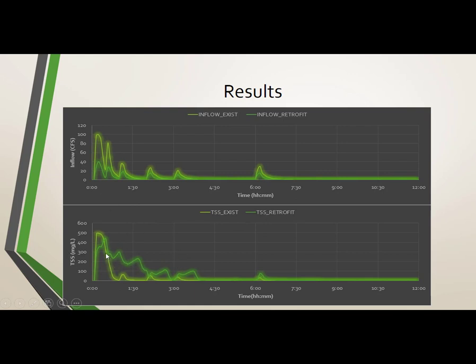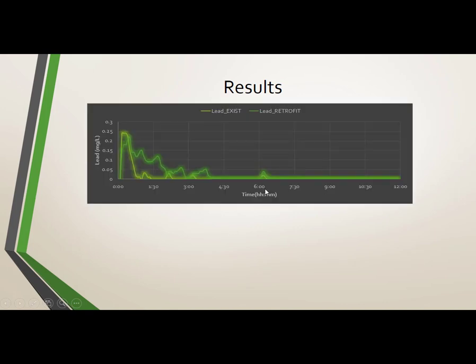But we can notice that the TSS concentration is relatively higher in the later part, and it's lower in the actual existing condition. This is because we have a reduced flow, and because of the reduced flow the concentration is high, but we will see that the total amount of suspended solids that is collected in the outfall is lower, which means we have trapped more suspended solids.